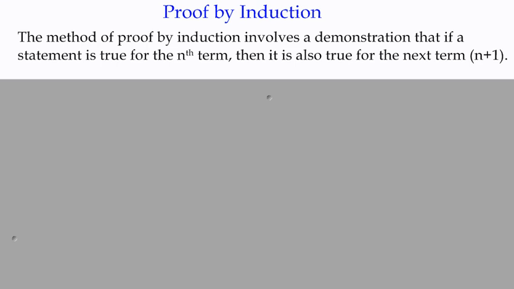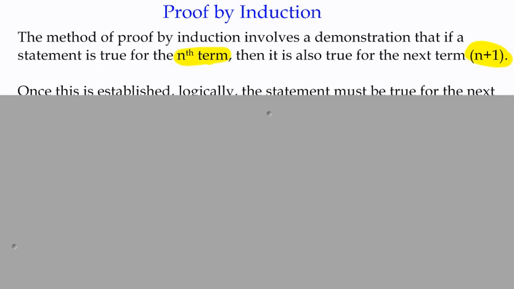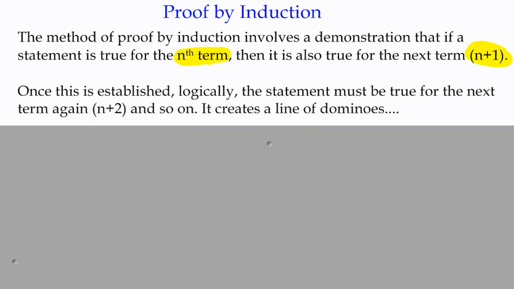In a way, we're going to persuade that something is true. If it's true for what we call the nth term, I want to show you that it's true for the very next term, n plus 1. So if it's true for one term, all we need to do is prove it's true for the very next term, n plus 1. So the logic is that if it's true for n plus 1, then it must be true for the next term, n plus 2, and so on.